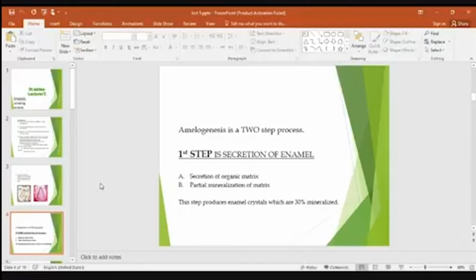Amelogenesis is a two-step process. The first step is secretion of enamel, secretion of the organic matrix, and partial mineralization of matrix. أول مرة يصير عندنا secretion للماتريكس كله يحدد الثيكنينج مالت الانامل. اوكي؟ الاميلوبلاستيال خلية الاميلوبلاستيال اللي هي تسوي البرودكشن للانامل secrete the whole thickness of the enamel. Then partial mineralization of matrix. This step produces enamel crystals which are 30% mineralized. You can see here secretion of organic matrix. This organic matrix only partial mineralization. شكل النسبة؟ نسبة 30%.